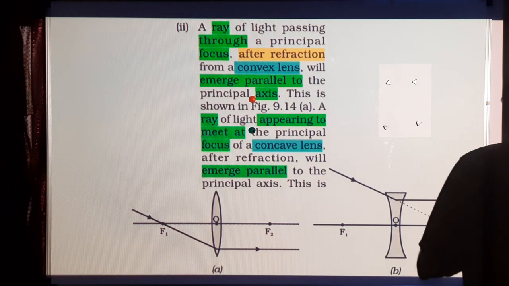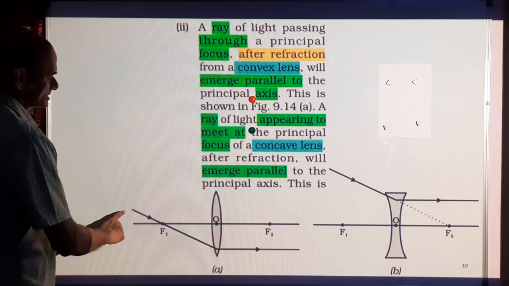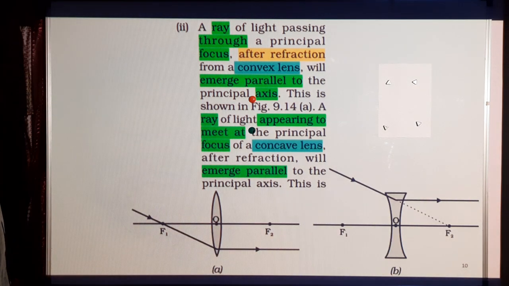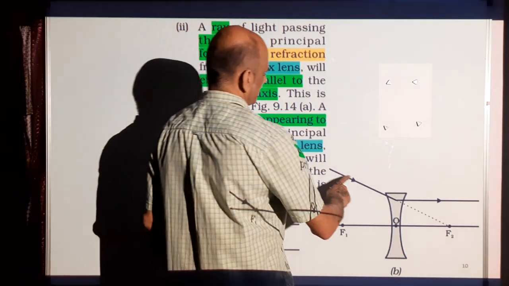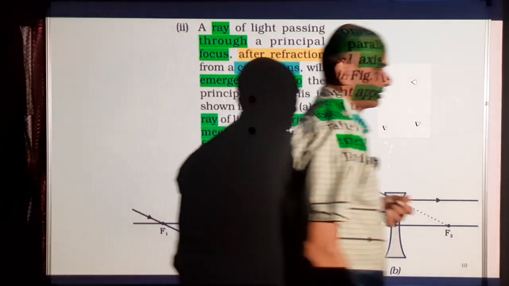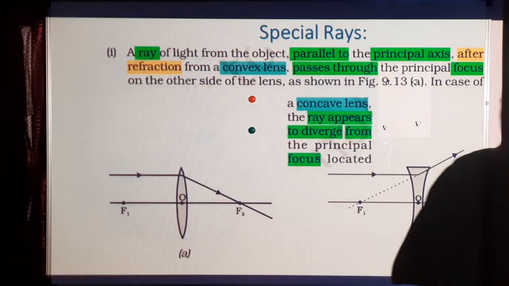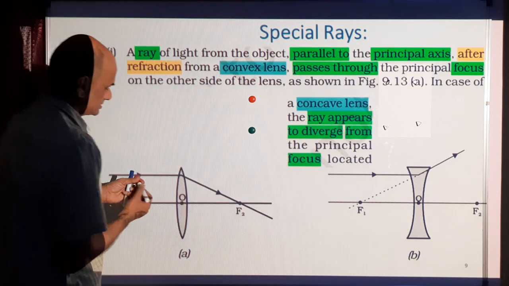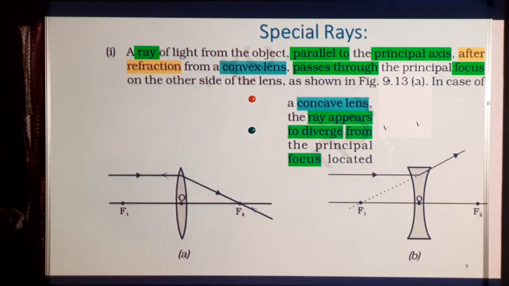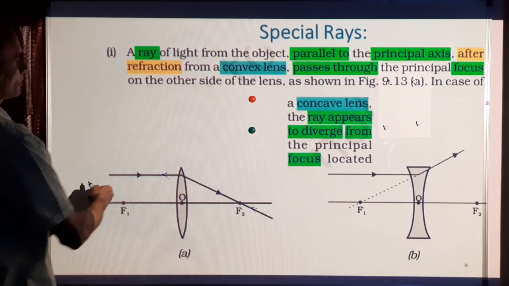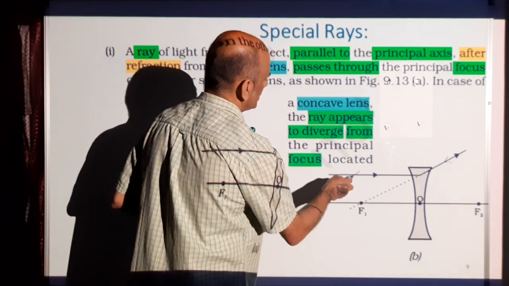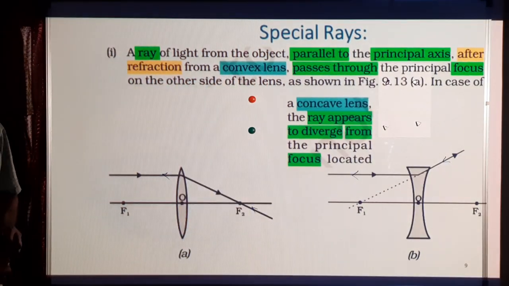Second ray, it's the reverse of the first one. A light ray passing through the focus, after hitting the lens, comes out parallel to the principal axis. For a concave lens, a light ray appearing to hit the focus, after refraction will come out parallel to the principal axis. As with the first ray, the path of the light ray can be reversed. So the light ray sent in this direction will come out in this direction. So a light ray passing through the focus after refraction will come out parallel. Here also, a light ray appearing to hit the focus after refraction will come out parallel to the principal axis. That is the second special ray.